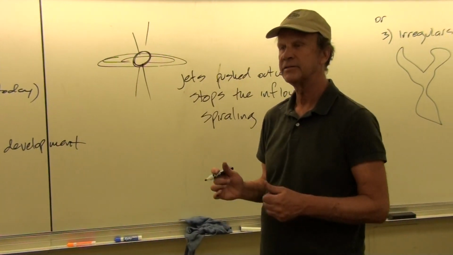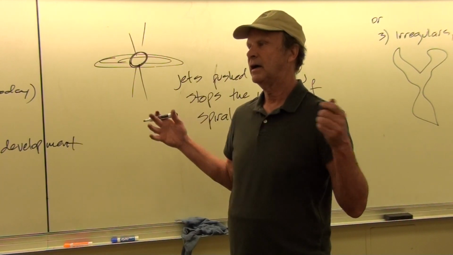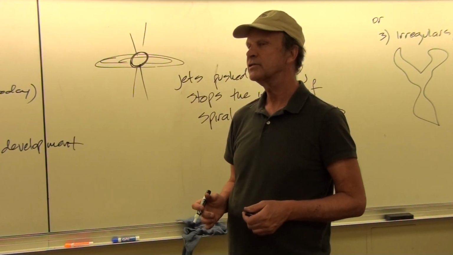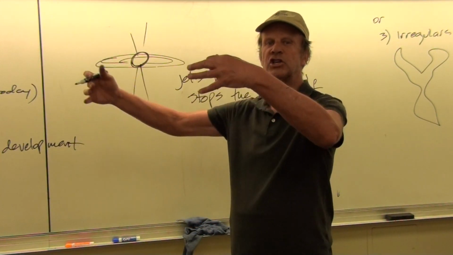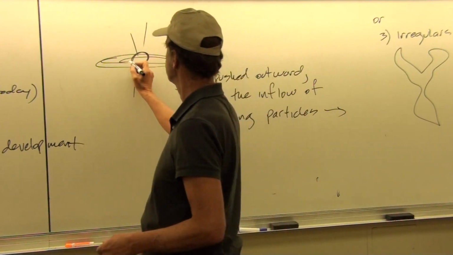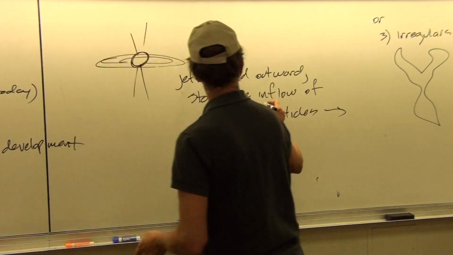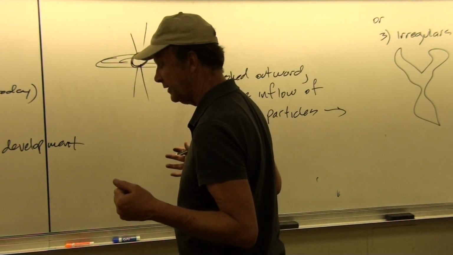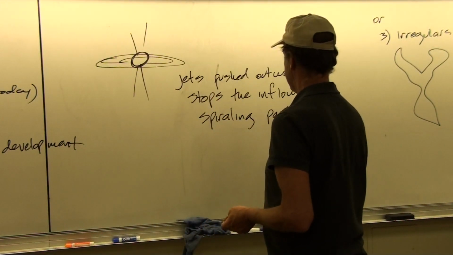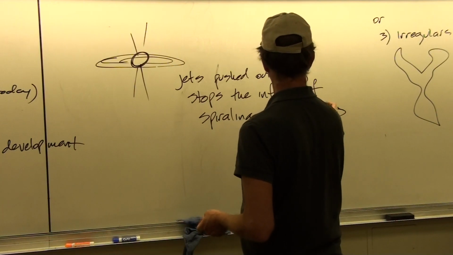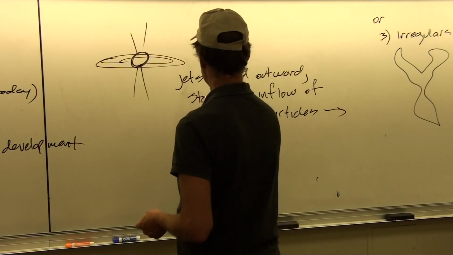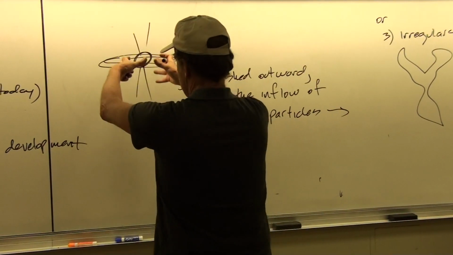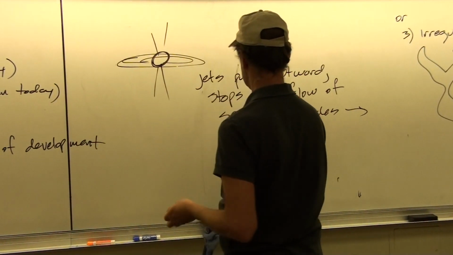The black hole basically starves itself by pushing outward with this radiation pressure. Eventually the inflow of matter is halted. And at that point, when the inflow is halted, then the galaxy starts forming outward as a disk.